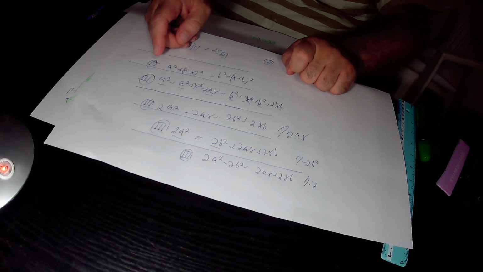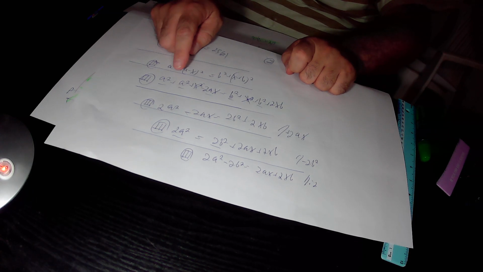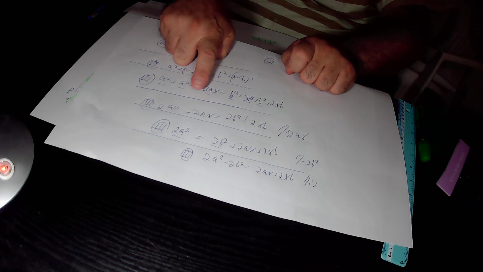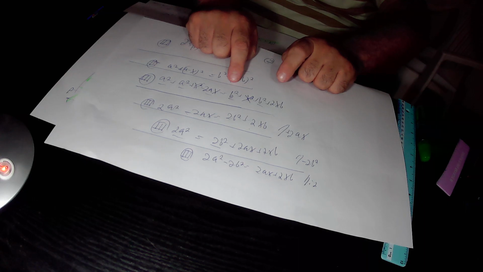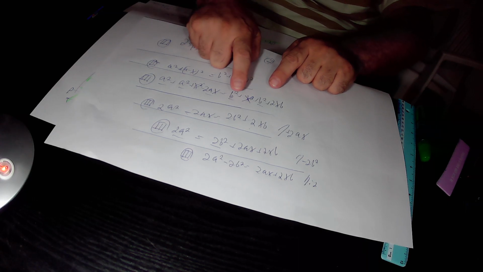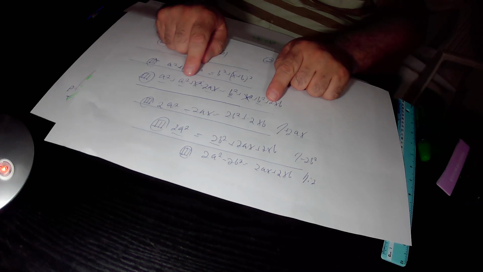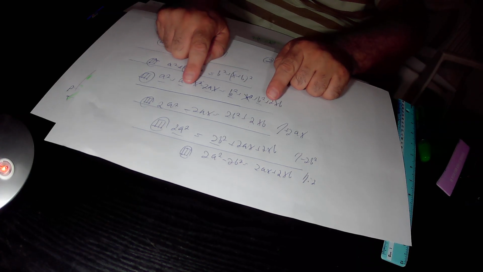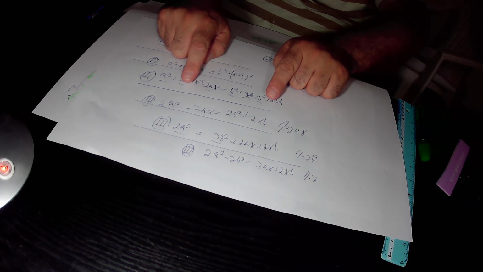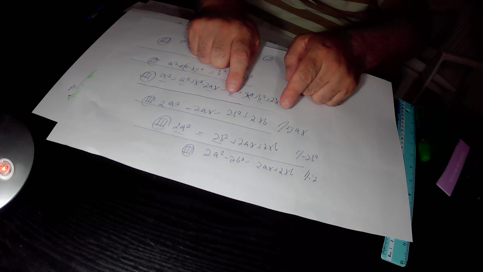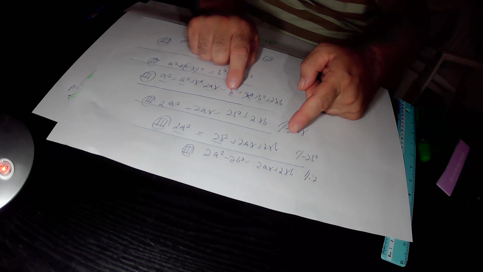On this side of equation 3, we have a squared plus a squared, that is 2a squared, minus 2ax. While on the other side of this equation 3, we have b squared plus b squared, that is 2b squared, plus 2xb. So here we added 2ax to this equation, and finally found out that 2a squared equals 2b squared plus 2ax plus 2xb.